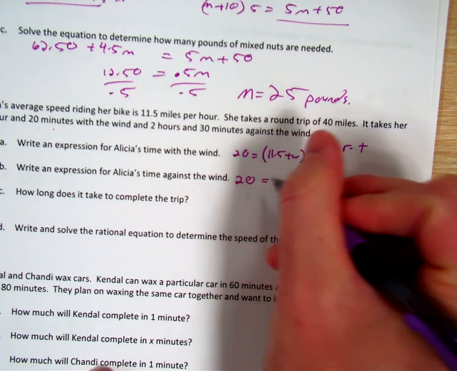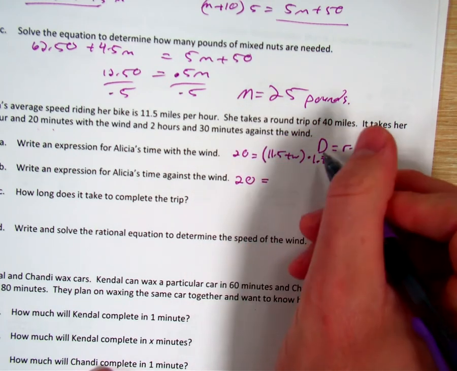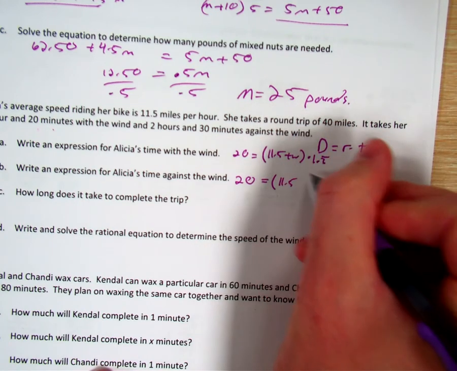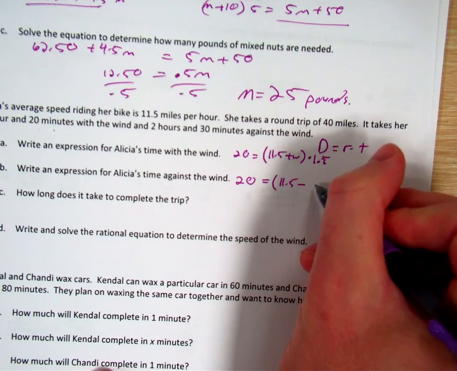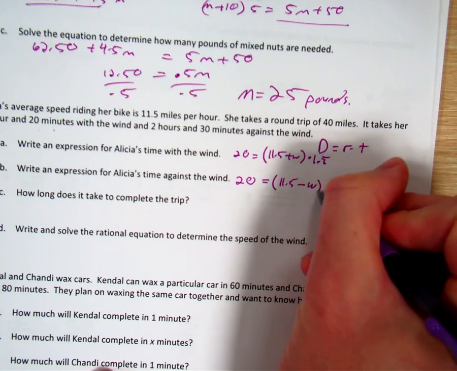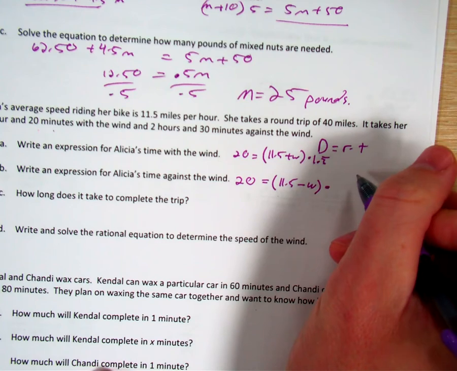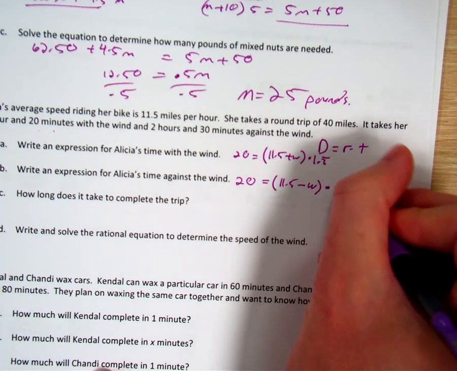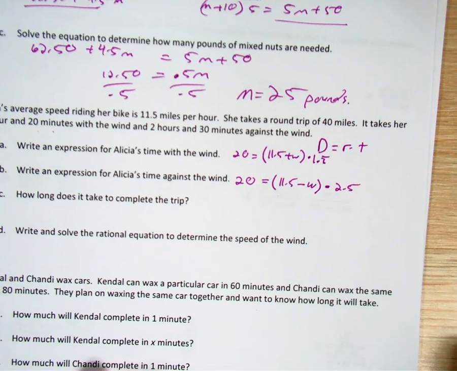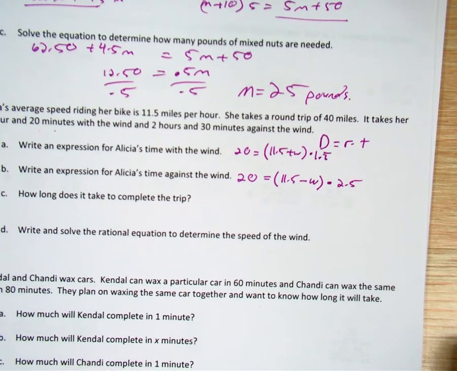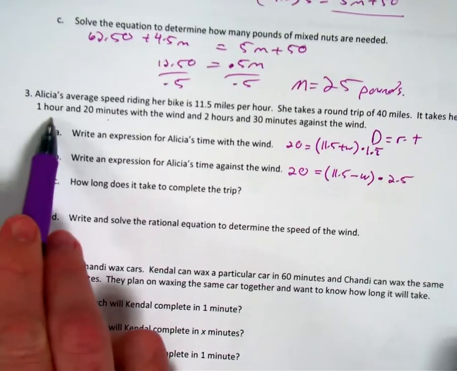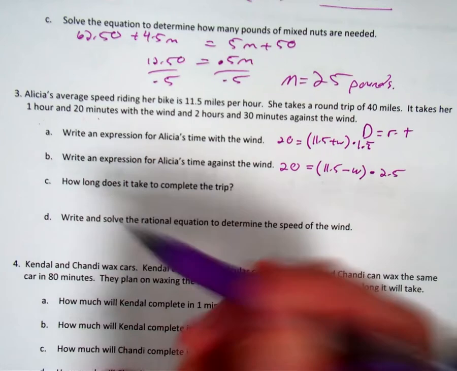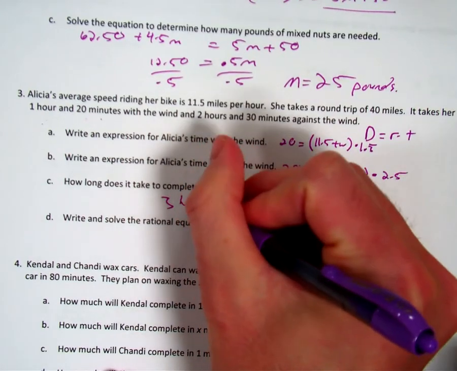Okay? Against the wind, again, we went 20 miles for our distance. Our rate this time was 11.5 minus the wind. The wind is fighting us this time. It's slowing us down. And it took us 2 hours and 30 minutes, which is 2.5 hours. How long does it take to complete the trip? Well, that's some easy addition there, huh? 1 hour and 20 minutes, 2 hours and 30 minutes. This should be 3 hours and 50 minutes.